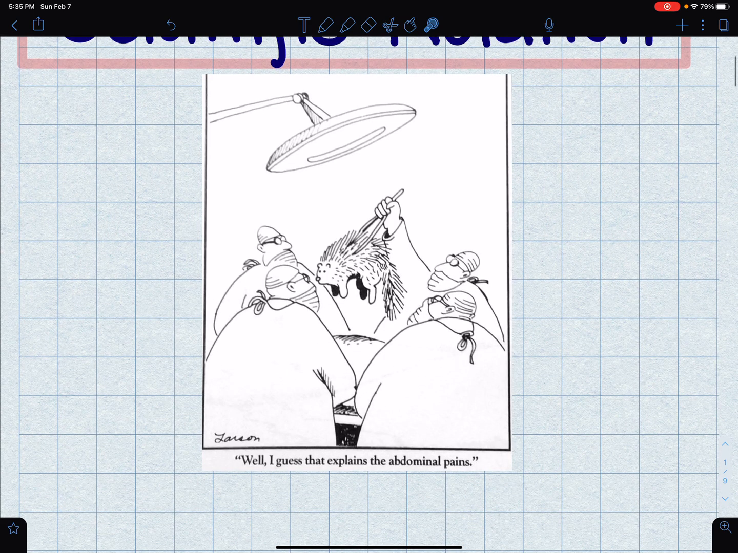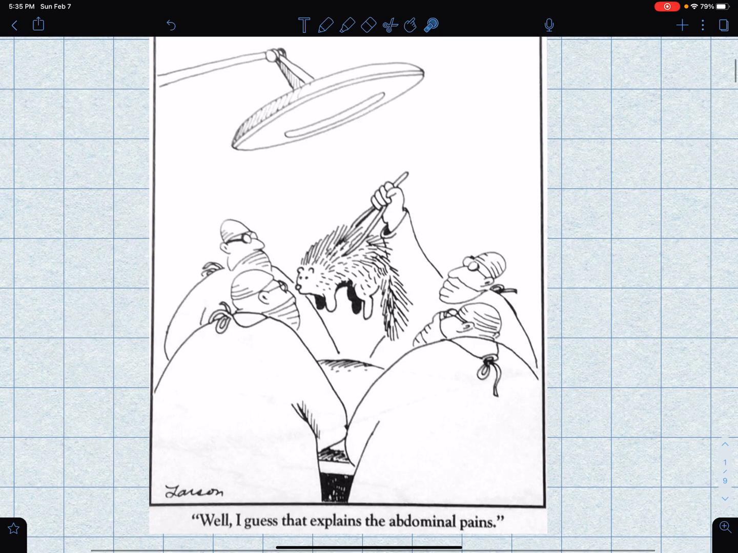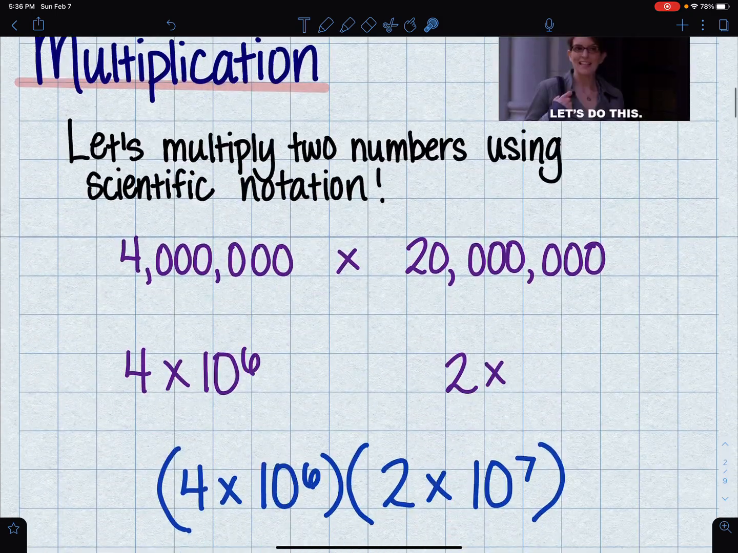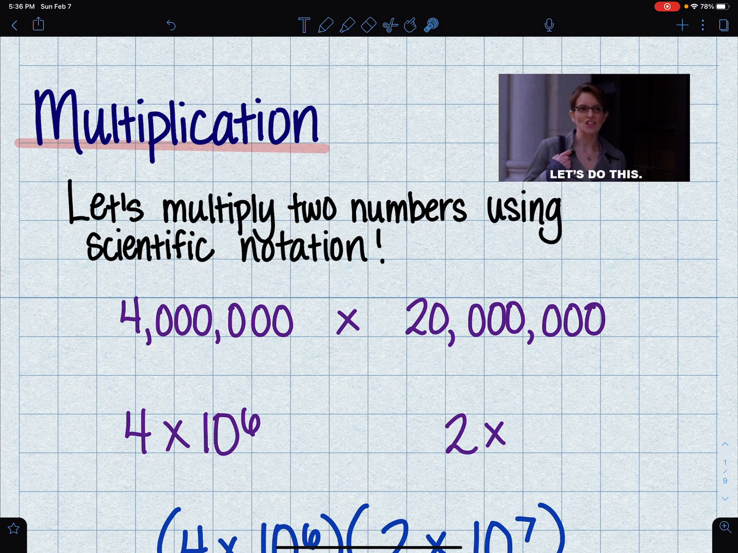First, let's look at this comic. They're saying, well, I guess that explains the abdominal pains. Looks like a bunch of surgeons operating, and they pulled this porcupine out of someone. Ow! How did that get there? Okay. Well, that would explain the abdominal pain. I guess it would. All right, let's jump into the lesson, though, because I know you want to just get this math done with. Let's get on with it, right?